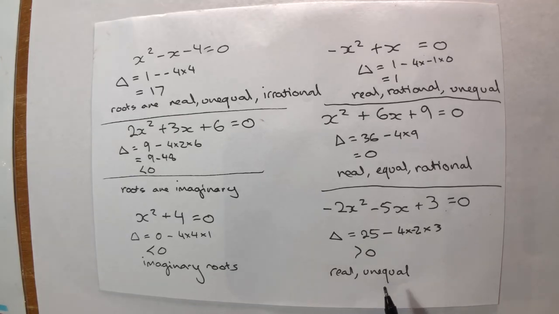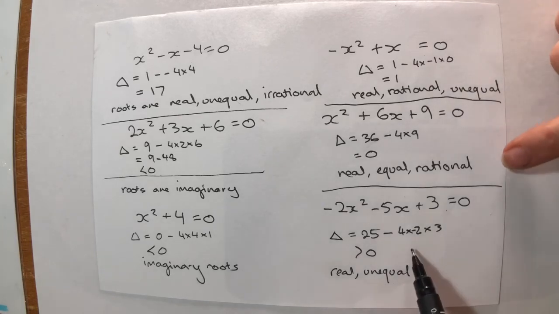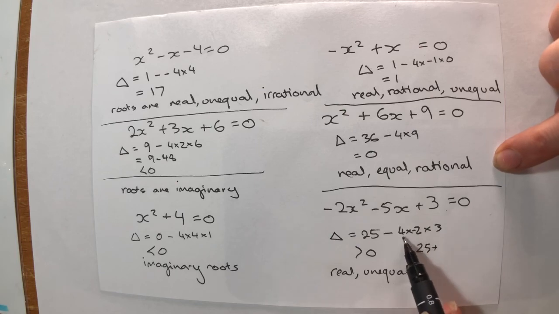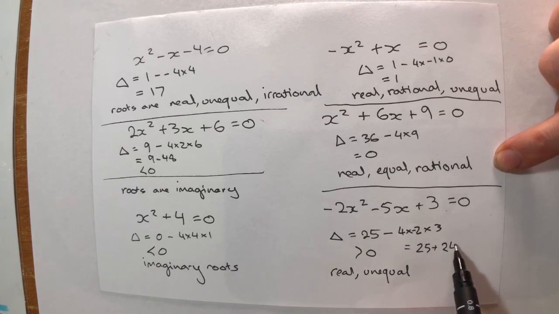Oh, but I'm in the situation now where I've got to decide if they're rational or irrational. So I will have to actually calculate this, which is going to be 25 plus 4 by 2, 8 by 3, 24 equals 49. I'm glad I did that because that is actually a square number, which means I've got rational roots. And that completes it off.